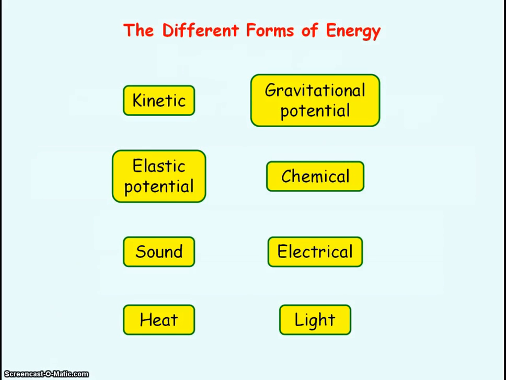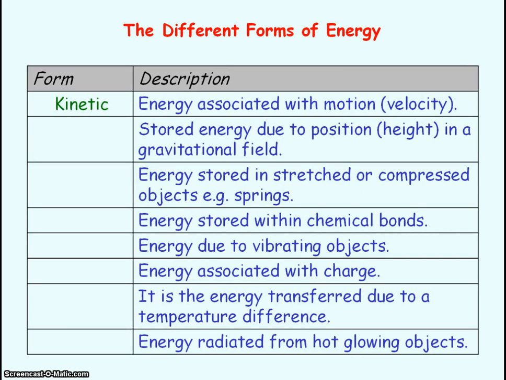And here are the different forms of energy, where kinetic energy is the energy associated with motion, that is velocity. Gravitational potential energy is the energy stored by an object due to its position, that is height, in a gravitational field. Elastic potential energy is the energy stored in stretched or compressed objects, so for example springs.